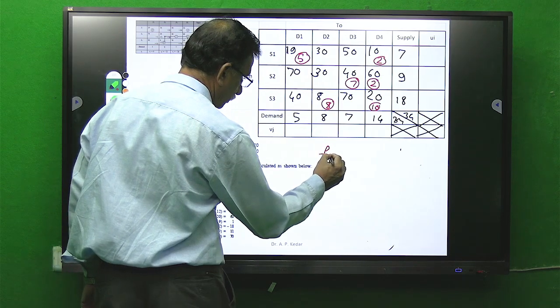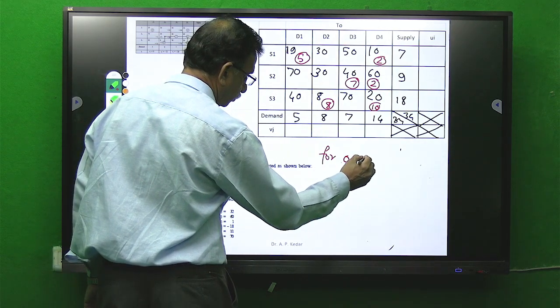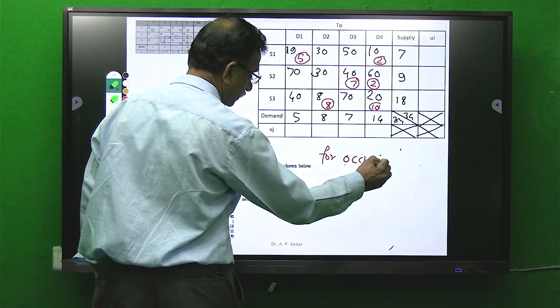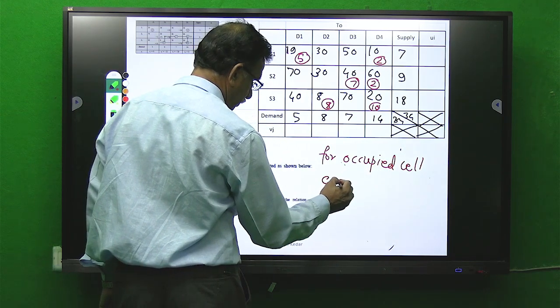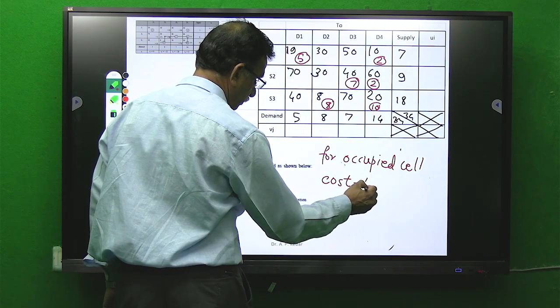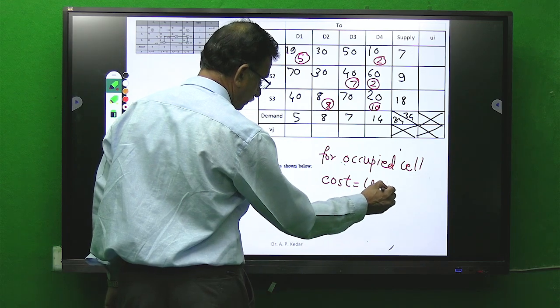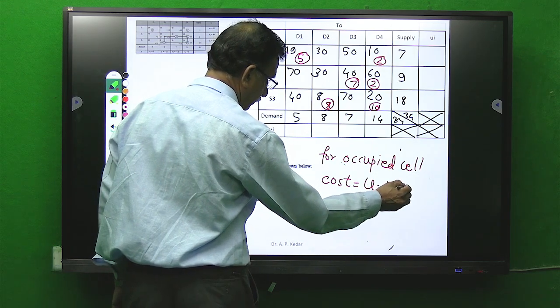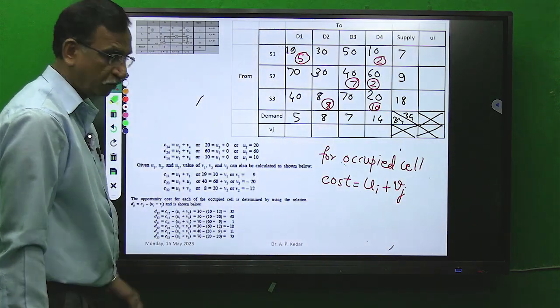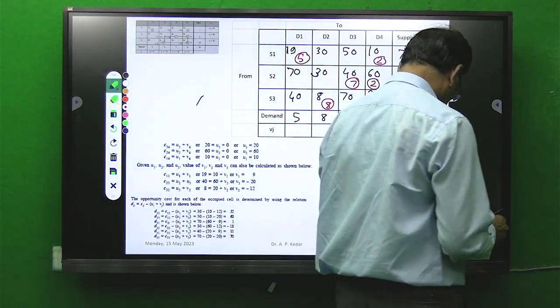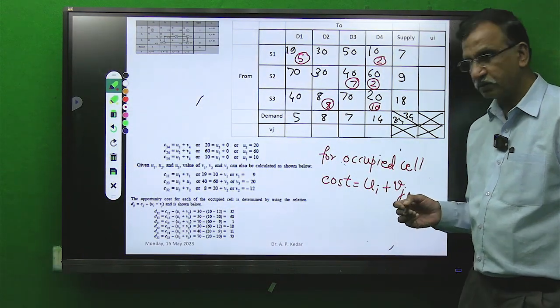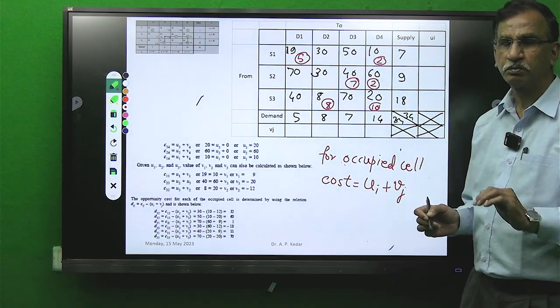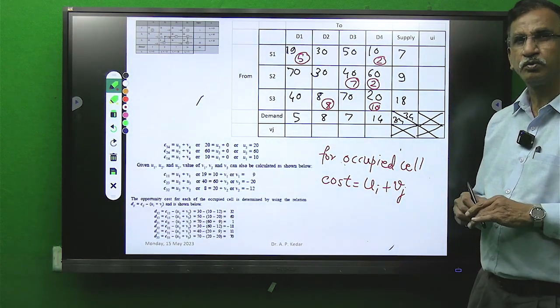For occupied cell, cost is equal to ui plus vj. And recall my lecture from the last slide. I have said that throughout the problem you can take u1 equal to 0.